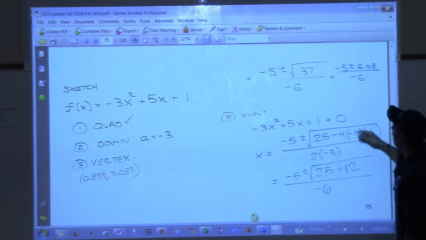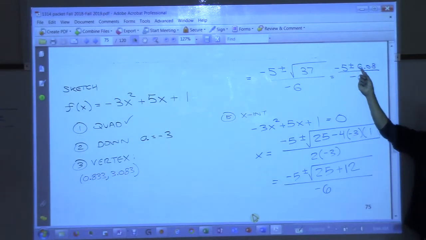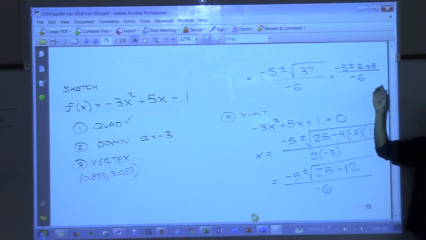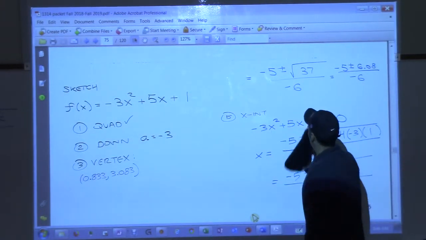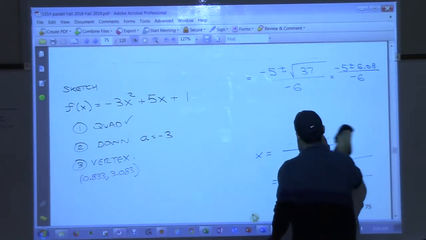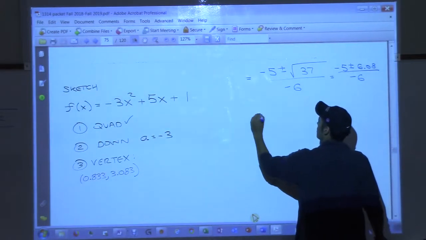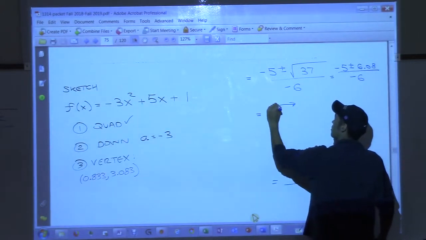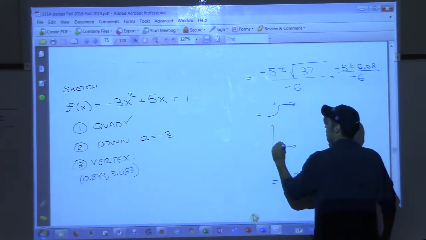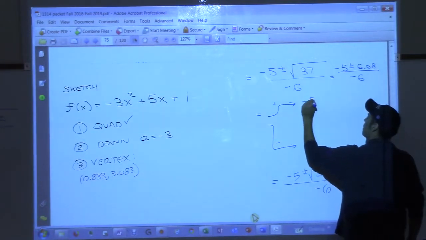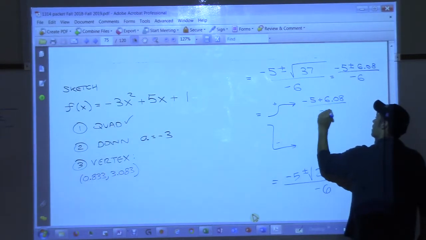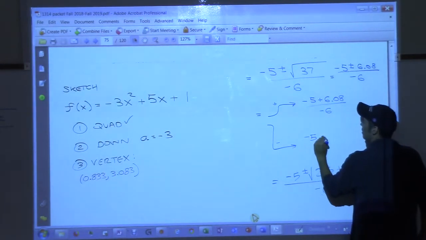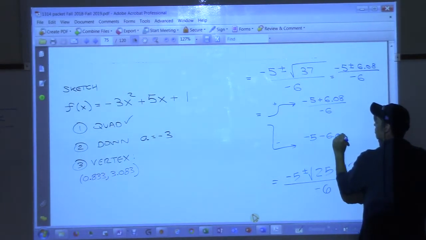Remember, we have to do all of the top before we divide by negative 6. So this is where you do your 2 cases. So this is equal to, I'll have the plus, and I'll have the minus down here. If I do plus, it's negative 5 plus 6.08, then divide that by negative 6, and then if I do minus, it's this.